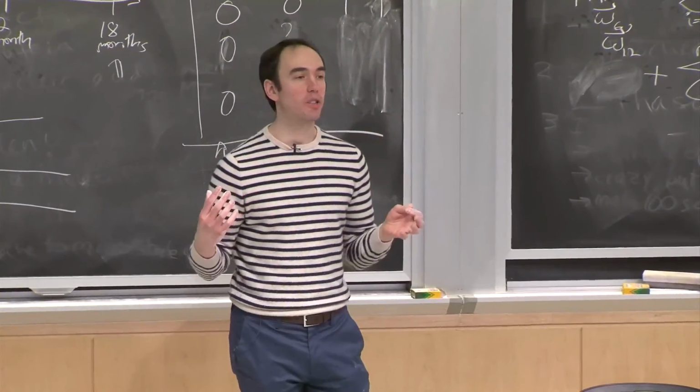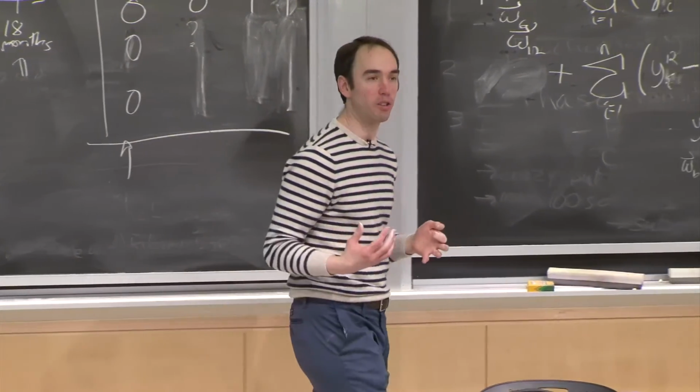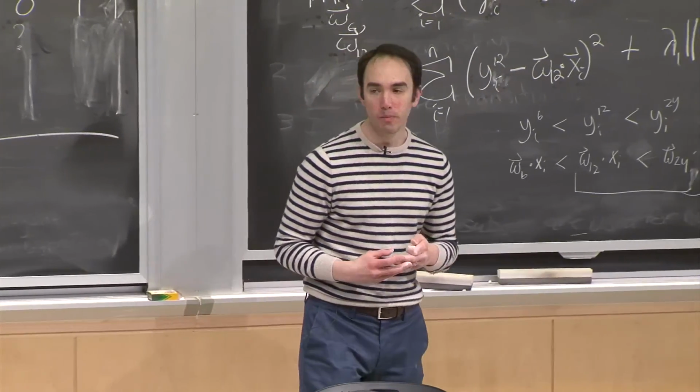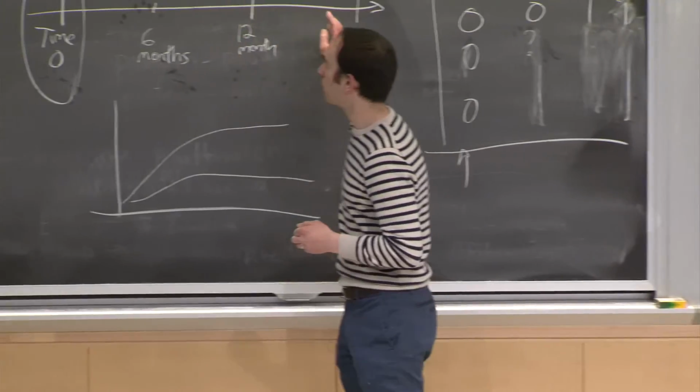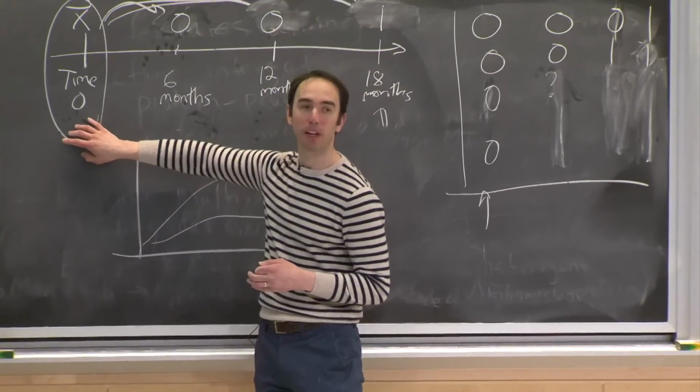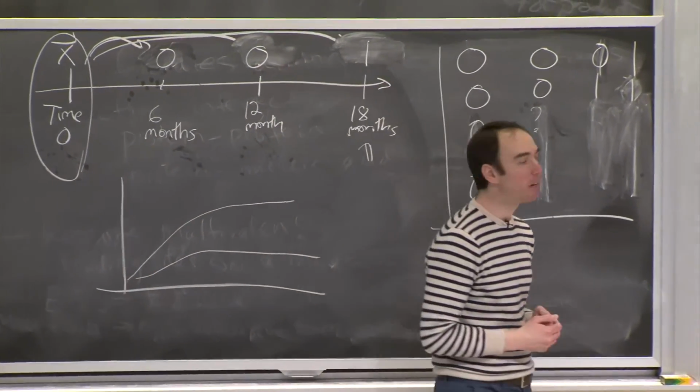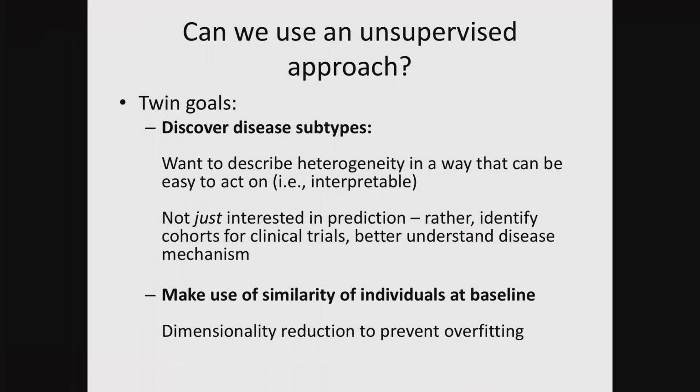So what we've talked about so far is a supervised learning approach to trying to predict what's going to happen to a patient given what you know at baseline. But I'm now going to talk about a very different style of thought, which is using an unsupervised learning approach to this. And there are going to be two goals of doing unsupervised learning for tackling this problem.